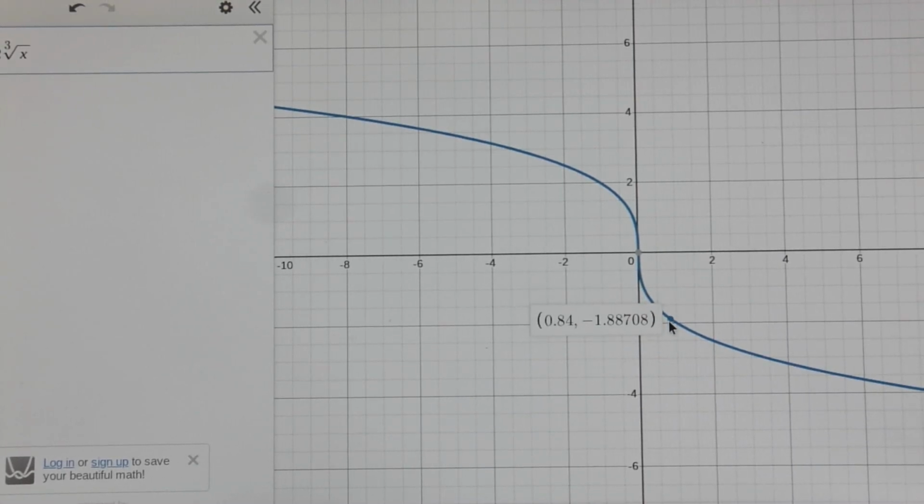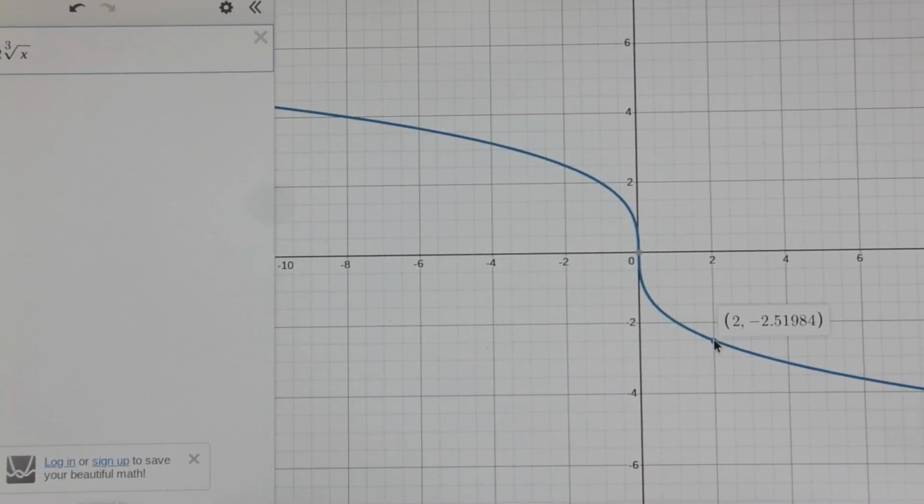And then I'm guessing that because there's symmetry, if I go down here to, or if I go to +2, I should be at the same value, but negative. Like both my signs should switch. So do you see how if I go to +2, I'm at -2.5? So that shows me that symmetry.